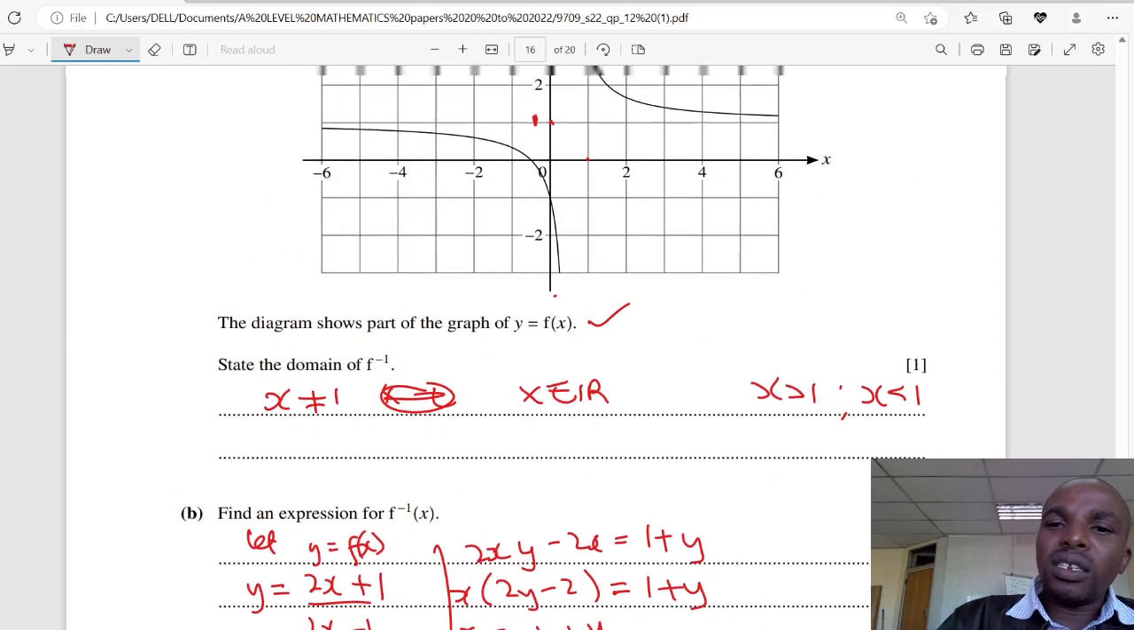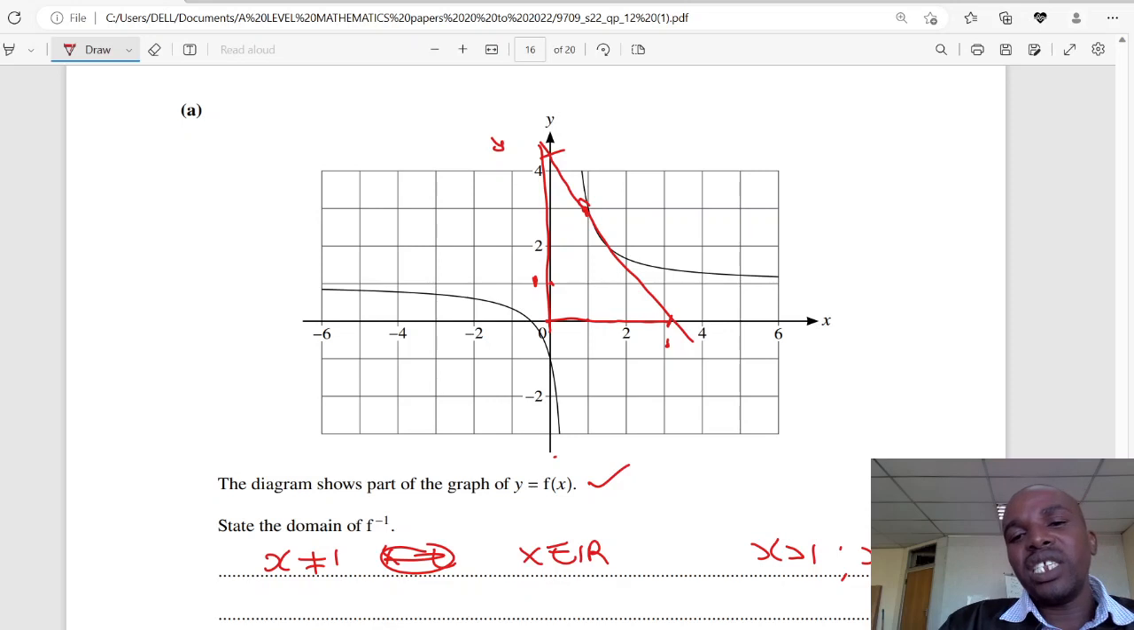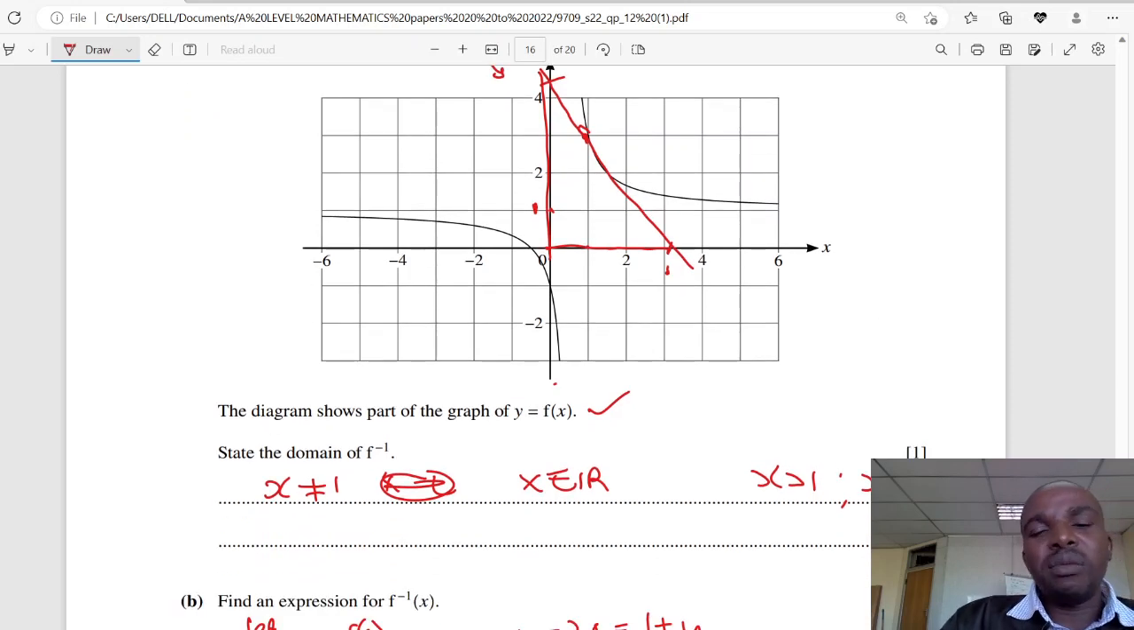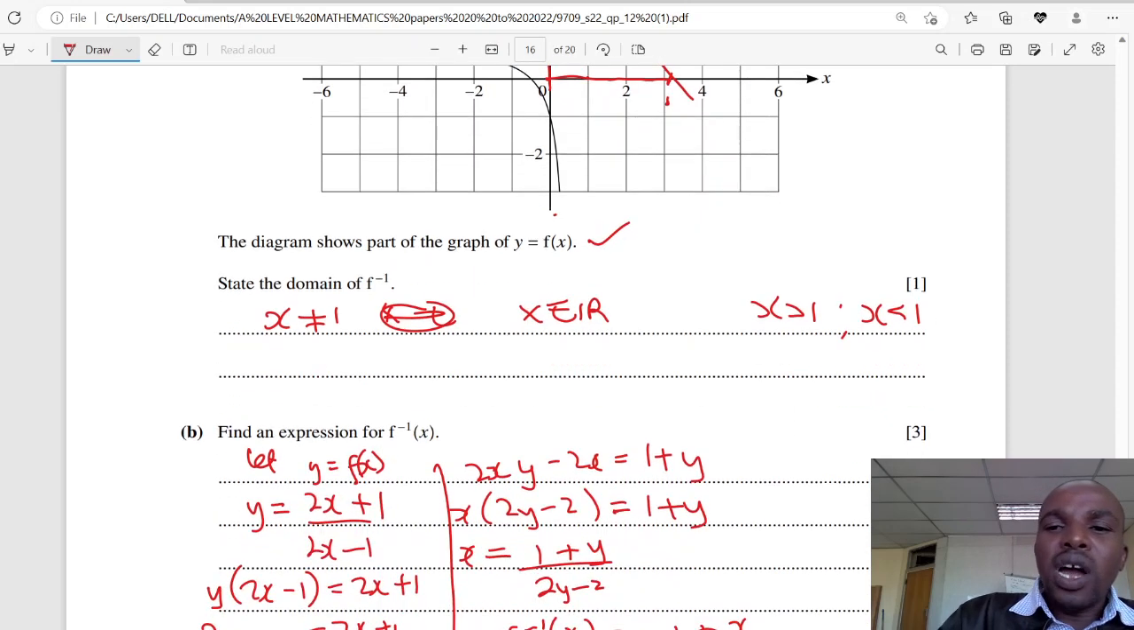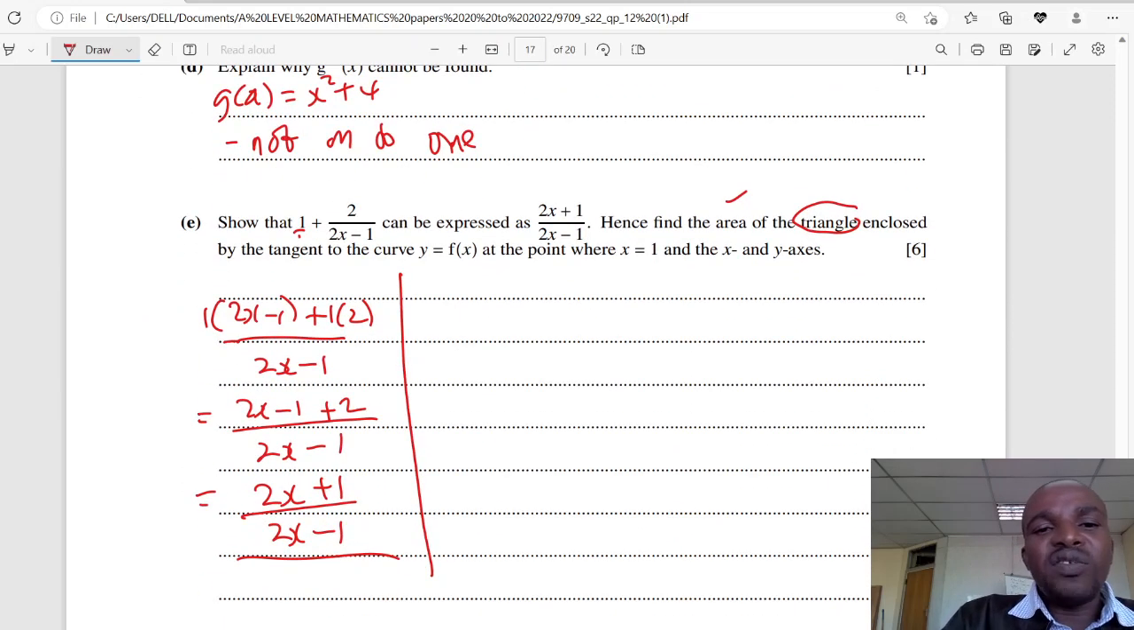So x equals 1. Where is our x equals 1 here? So it's something like this. What we need here is the point where it cuts the y-axis and the point where it cuts the x-axis. Then you find the magnitude here, and here. That will be your base and height, half base times height. So you find the equation of the tangent first. After finding the equation of the tangent, you can now find the coordinates of intersection with the axes. For the equation of the tangent, first find dy/dx.